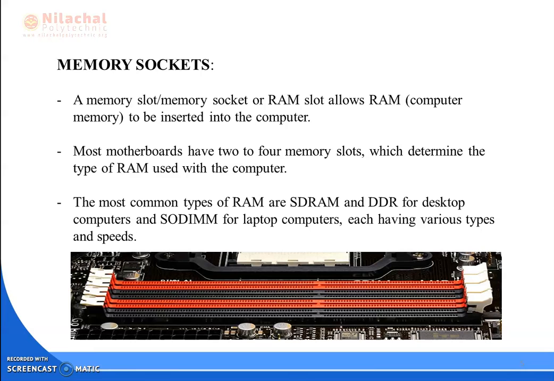If it is 1.8, it is DDR2. Similarly, these numbers define what type of RAM it is. So the most common types of RAM are SDRAM and DDR RAM for desktop computers. SODIMM RAM is used for laptop computers. These various types of RAM basically define the speed of the RAM. The more upgraded RAM slot gives more speed in processing.